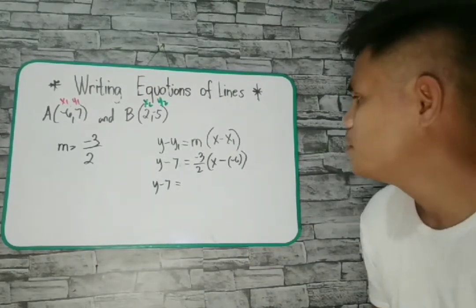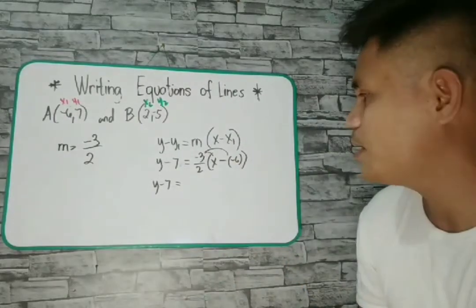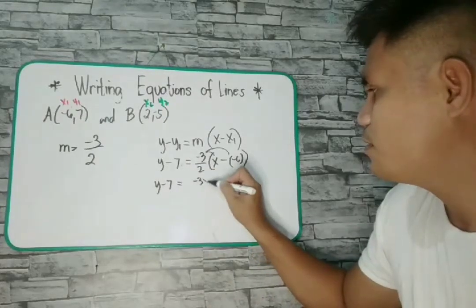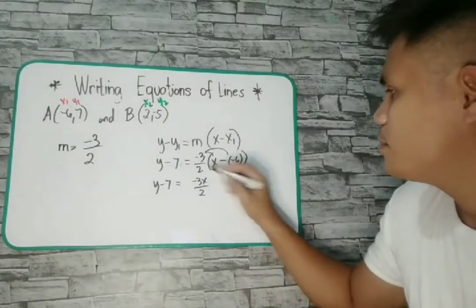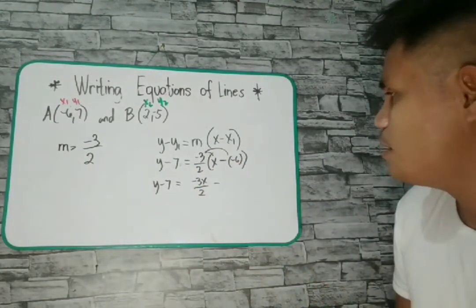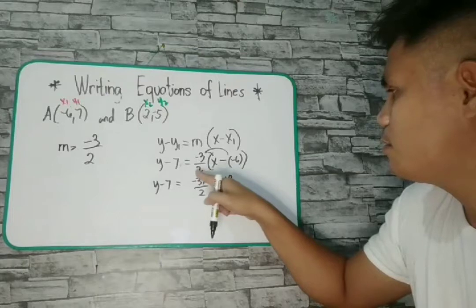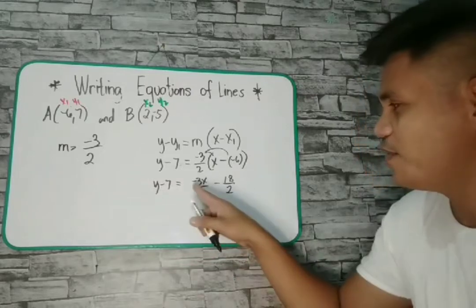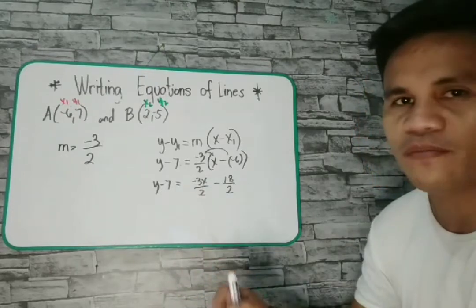So we could multiply this by the distributive method of multiplication. Negative 3 over 2 times x will give you negative 3x over 2. And then minus negative 3 times negative 6 will give you positive 18 all over 2. As you can see, we have two fractions here. A lot of you are having difficulty when it comes to solving fractions.